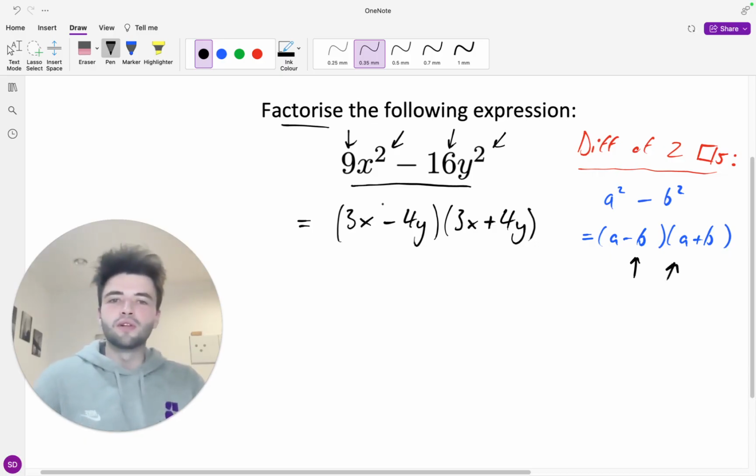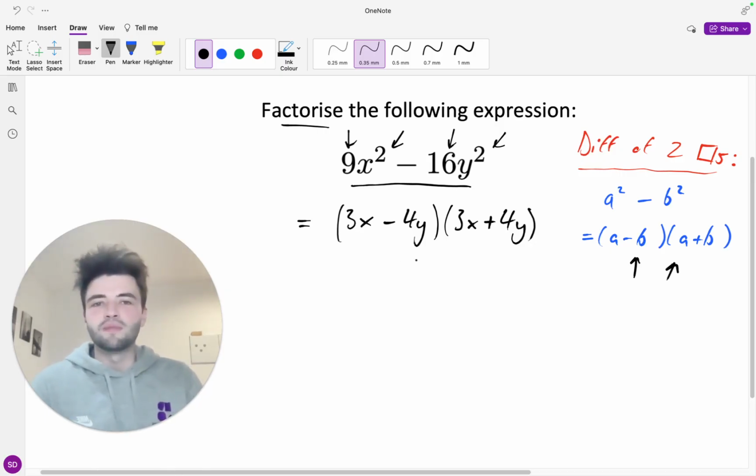And so the full factorization of 9x squared minus 16y squared is going to be 3x minus 4y all times 3x plus 4y, and that is going to be fully factorized. So that is going to be it for this question.